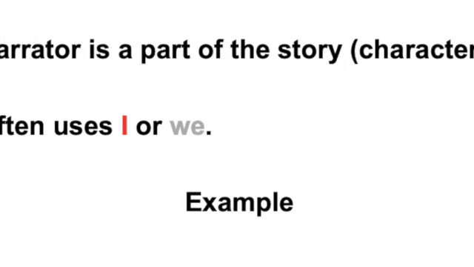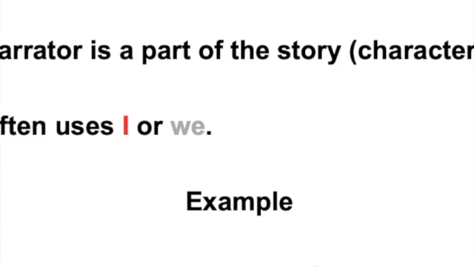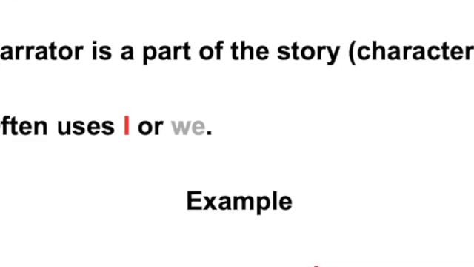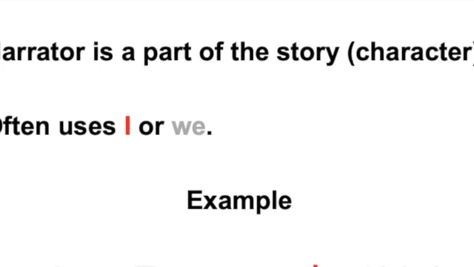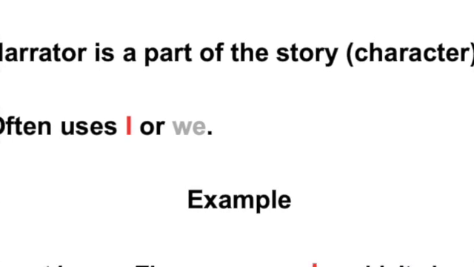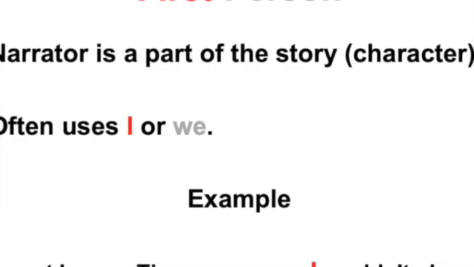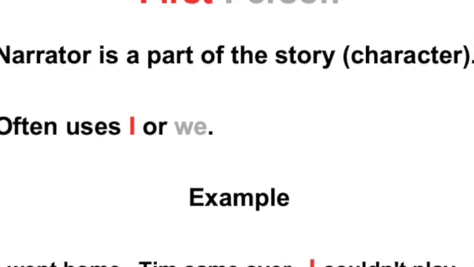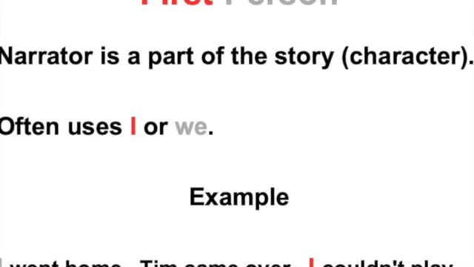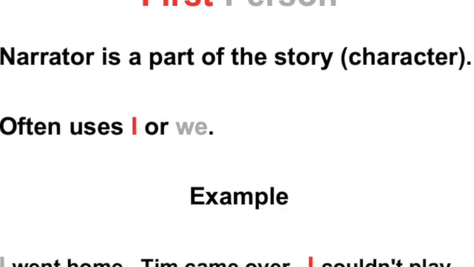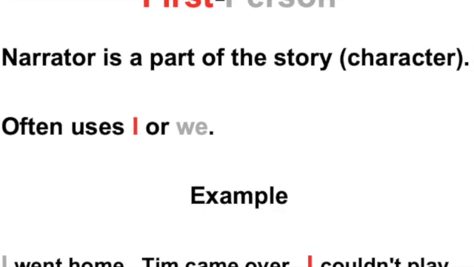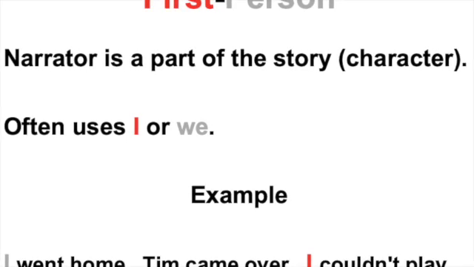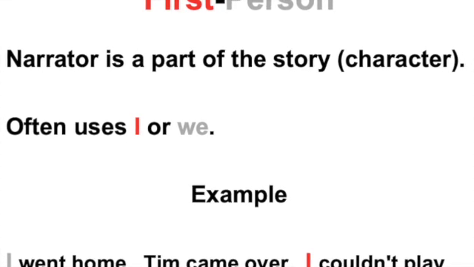So first person is easy to identify because the narrator is part of the story. The narrator is a character, and the narrator usually uses I or we. For example, "When I went home, Tim came over and I couldn't play." Or another example, "When I was a little girl, we used to go outside in the summertime and play outside all day long." Notice that I am part of the story. I am telling the story. So I am the narrator and a character.